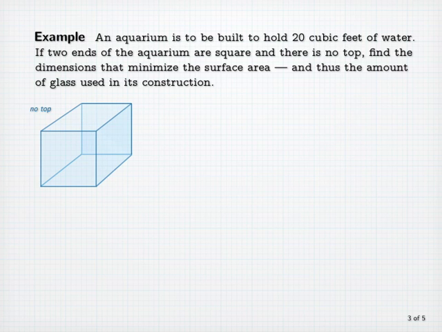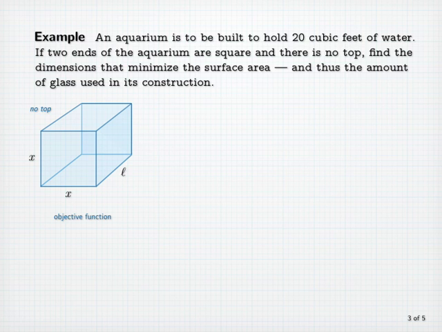We have a box with no top. The front and back ends here are square. Let's let x be the width of the base as well as the height, since the ends are square, and let's let L be the length of the aquarium. Since we want to minimize the surface area, that will be our objective function.